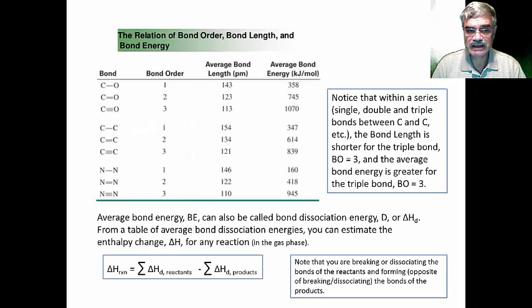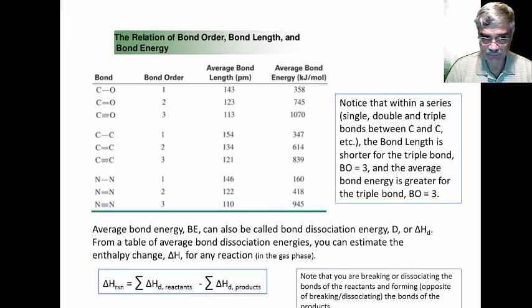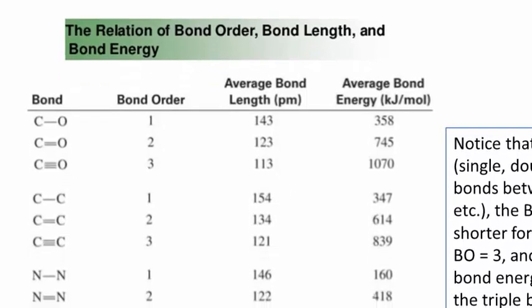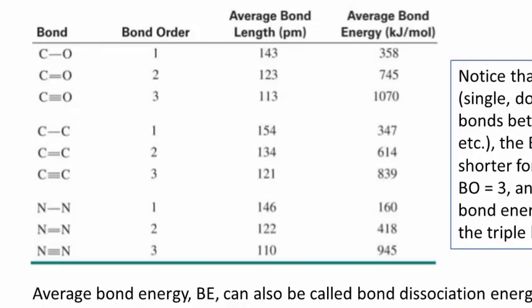So this slide shows a table of bond order, bond length or bond distance, and average bond dissociation energy or average bond energy for carbon-oxygen bonds, carbon-carbon bonds, and nitrogen-nitrogen bonds, in which you have the series of a single bond between carbon and oxygen, a double bond between carbon and oxygen, and a triple bond. Likewise, a single bond between carbon and carbon, a double bond, a triple bond. You're comparing the series, and likewise comparing a single, double, and triple bond between two nitrogen atoms. Bond orders 1, 2, 3 in each of these cases.